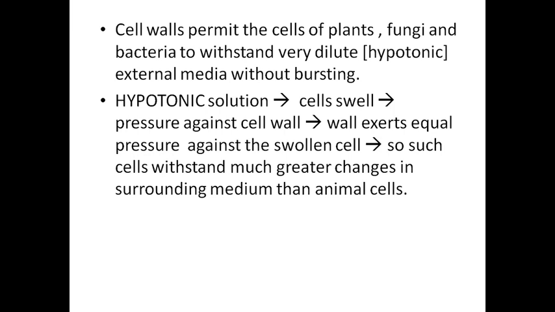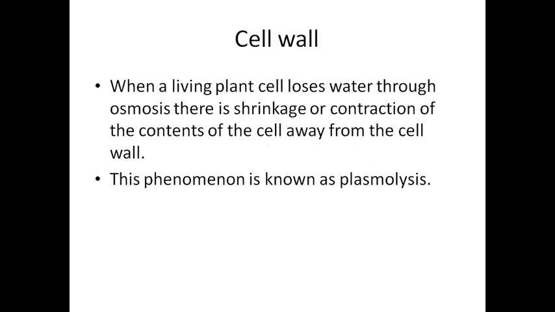Now in the case of a bacteria or fungi or plants, if the cells swell up, there is a pressure against the cells. Now in a plant cell, since they are having a cell wall, this pressure is acting against the cell wall. So the cell wall will exert equal pressure against the swollen cell. So such cells can withstand great changes in surrounding medium than the animal cells. Otherwise, what will happen if cell wall is not there? It will burst. It cannot survive. So it helps them to withstand greater changes in the surrounding medium than in animal cells.